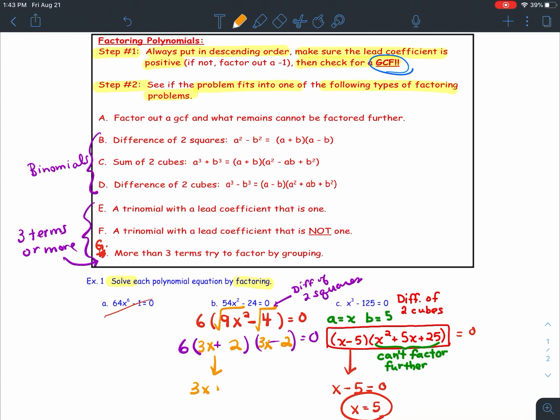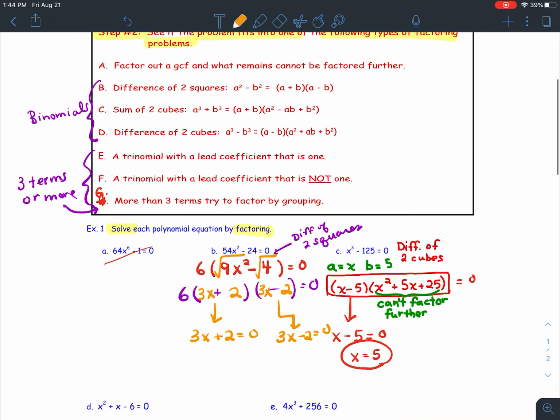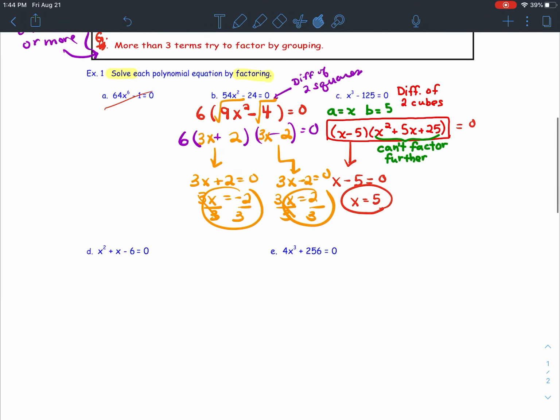But since this is an equation and they're asking us to solve this by factoring, we would then proceed by taking each factor that has a variable in it. Okay, so we're not doing actually anything with the 6, although the 6 should be right out here in front. You don't want to lose that. Okay, I'm going to set each of those factors equal to 0, and I'm going to solve for x. That's going to give me negative 2/3 as one answer, and then positive 2/3 as the other answer.